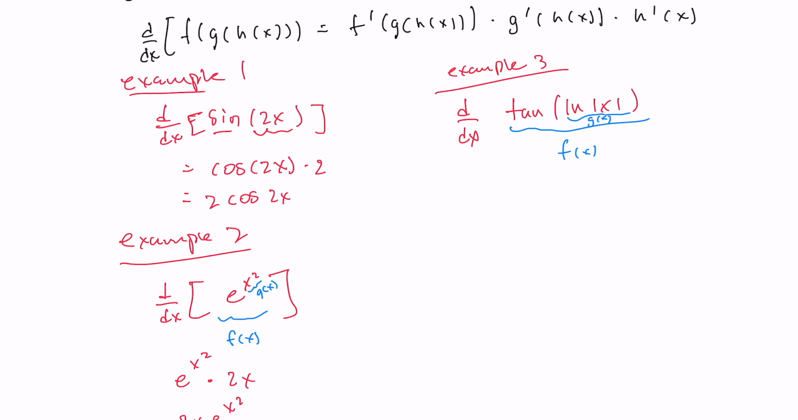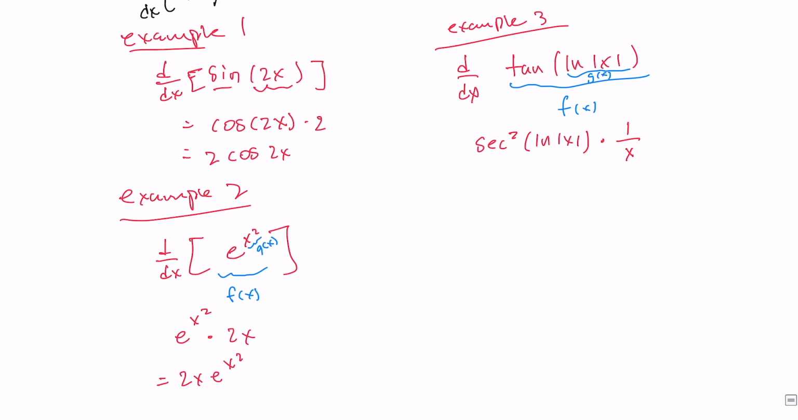So let's take the derivative of a tangent. The derivative of tangent is secant squared. So here we'll have secant squared. The inside doesn't change, ln of x, multiplied by the derivative of g of x. So the derivative of ln x is 1 over x. And so this is our solution.